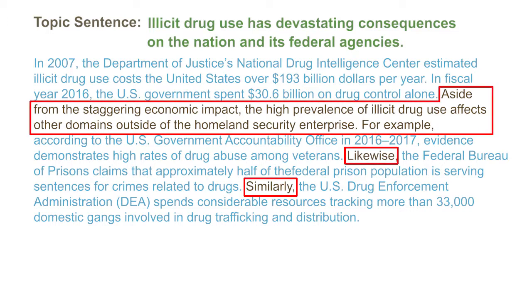The sentence in brown and the highlighted words serve as transitions in the paragraph. The full sentence sets up the next sentence of evidence as it reads, aside from the staggering economic impact, the high prevalence of illicit drug use affects other domains outside of the Homeland Security enterprise.